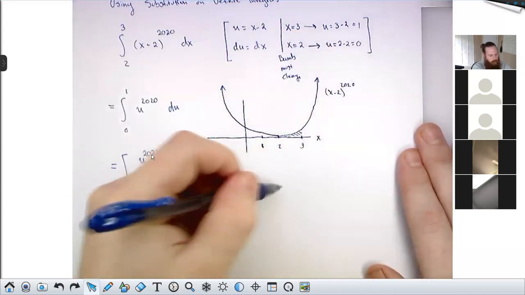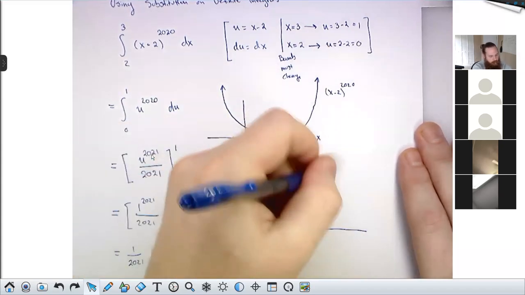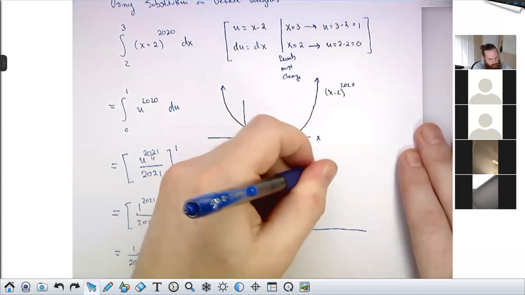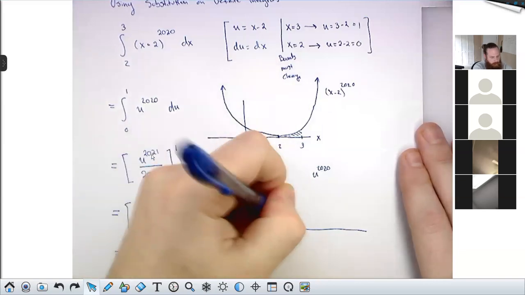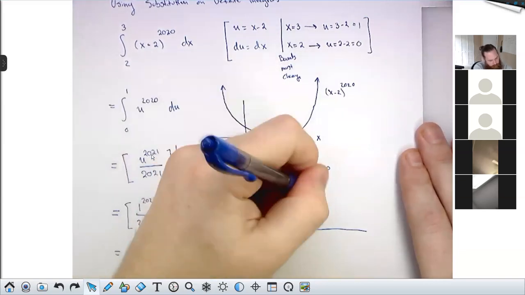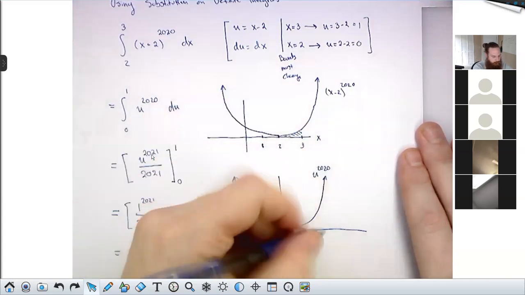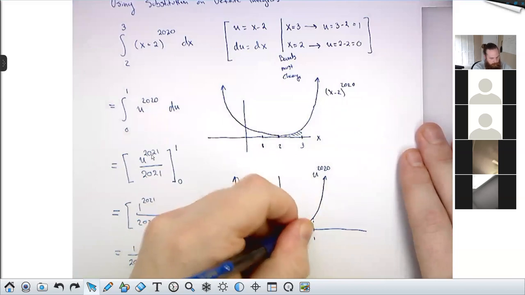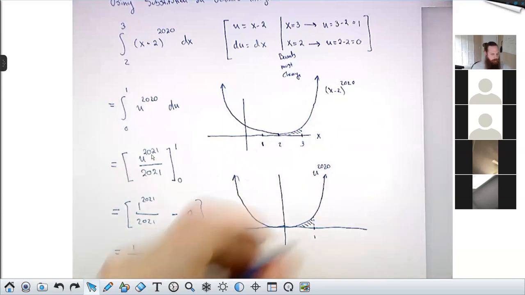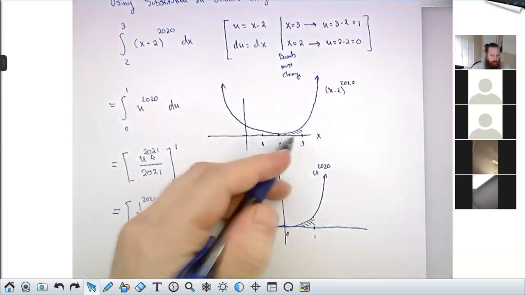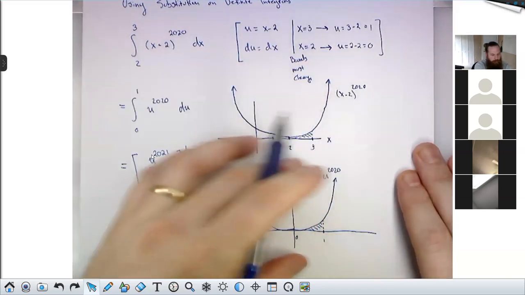Now, if I look at the u graph, my function here is just u to the 20. That doesn't have the shift. It's just like the flattened down version of x squared with vertex over here at the origin. So to get this same area, instead of going from 2 to 3, everything's been shifted left. Now I just go 0 to 1. You guys see it? This area is the same as this area because this function is just this guy shifted back over.